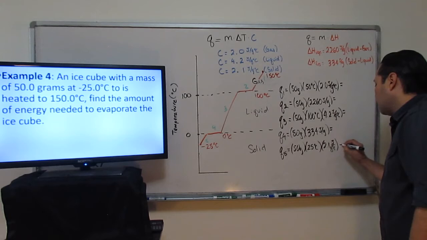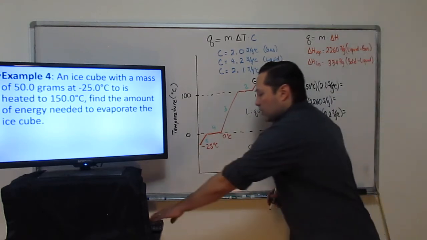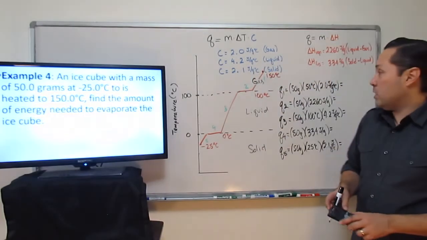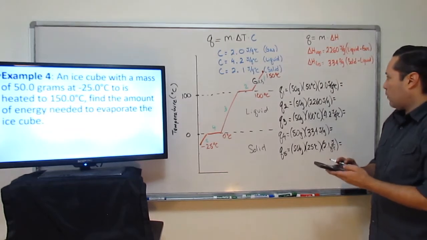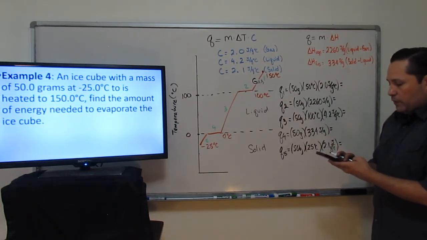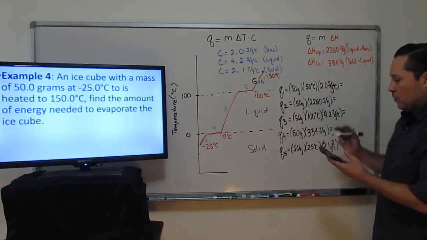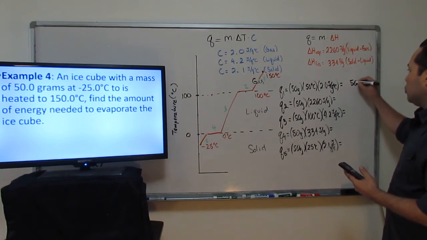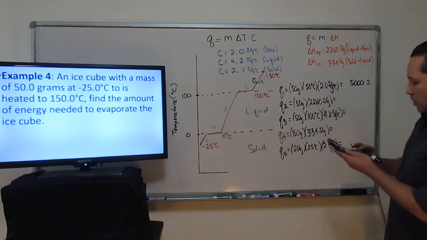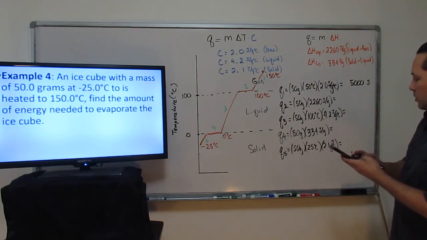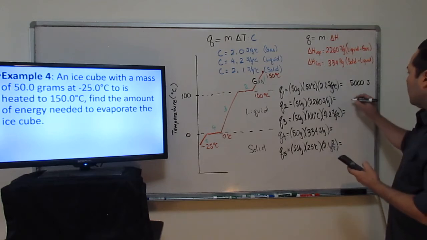Celsius. Again, we get our calculator to get the value for each one of these, and then we're going to add them all together to get our final answer. So it is 50 times 50 times 2. That's going to give us 5,000 joules. 50 times 2,260 gives us 113,000 joules.